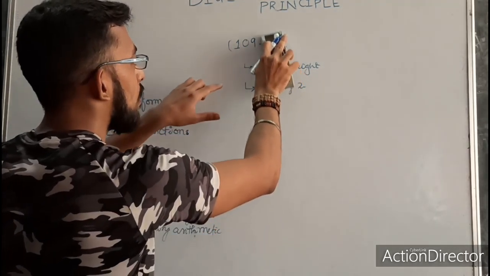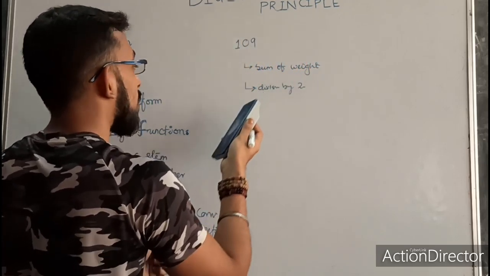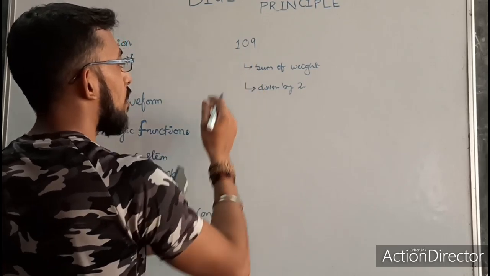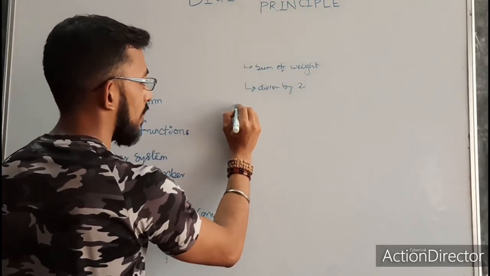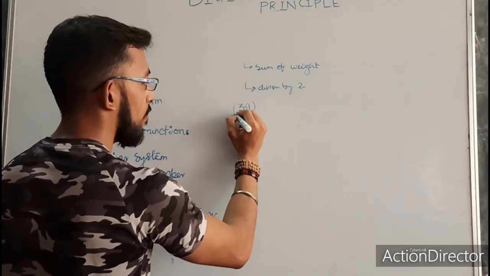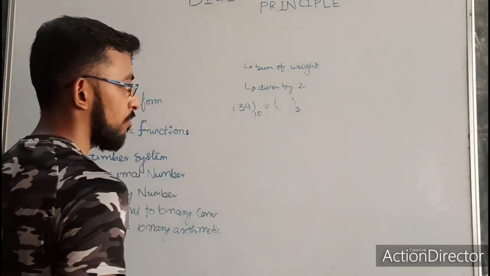Let's first take the digital part, then we will see the fractional part. Suppose any number is given. Let's take a small number so that it will become easy to understand. Let's take the number 39. This number is given in decimal. I have to find that number in binary, that is base 2.